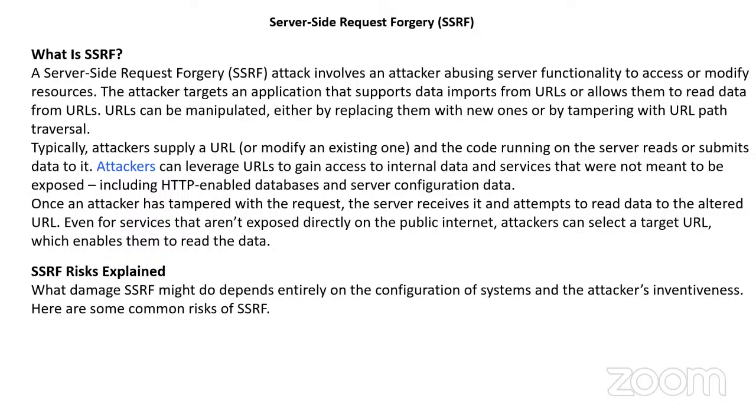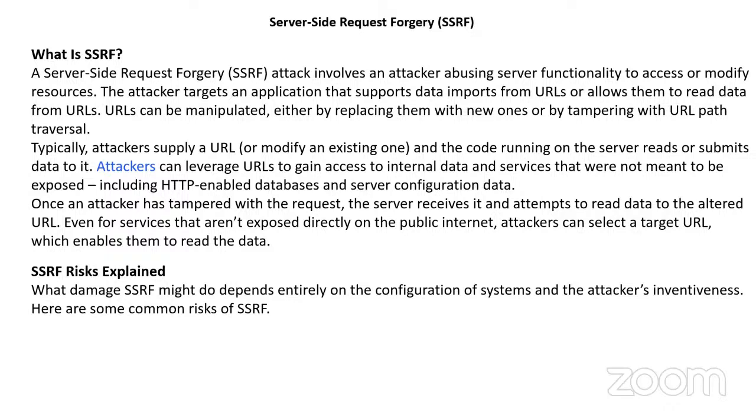Here are some of the common risks. So we have to know how this SSRF is getting done. The attackers will supply a completely modified URL, and the server, or the code running on the server, reads or submits data to it. So attackers can leverage URLs to gain access to internal data and services that are not meant to be exposed, including HTTP-enabled databases and server configuration data.